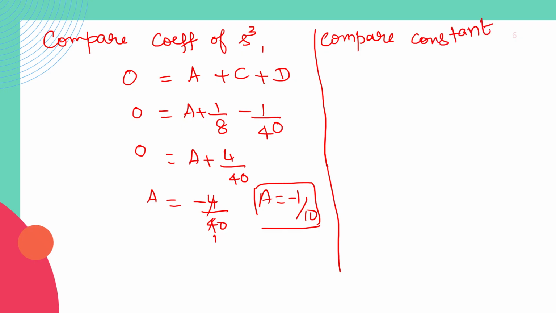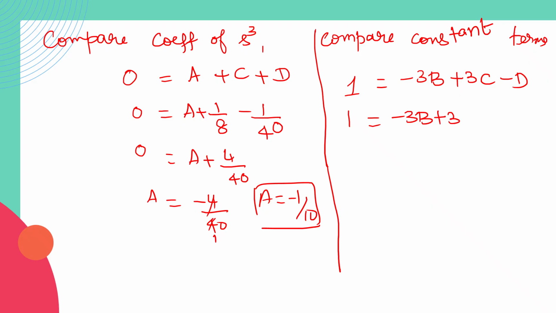Compare constant terms. When I compare the constant term, on the left side we have 1, and on the right side the first term is minus 3 into b, the next term is plus 3 into c, and the last term is minus d. And I know that 1 is equal to minus 3b plus 3 into 1 by 8, minus of minus, it will be 1 by 40. So that is nothing else, it is minus 3b.